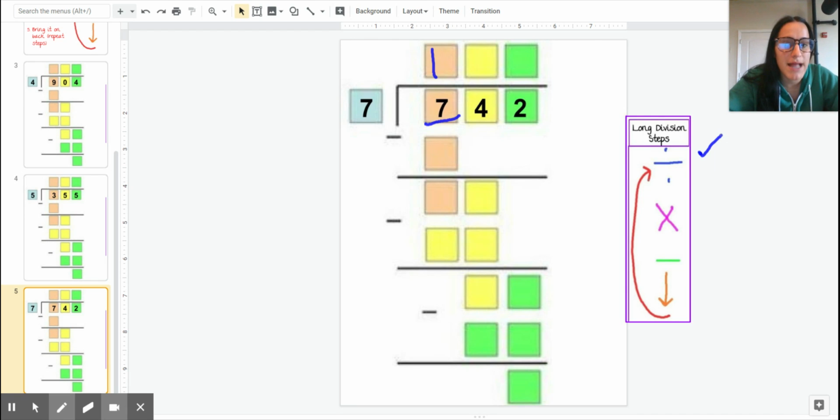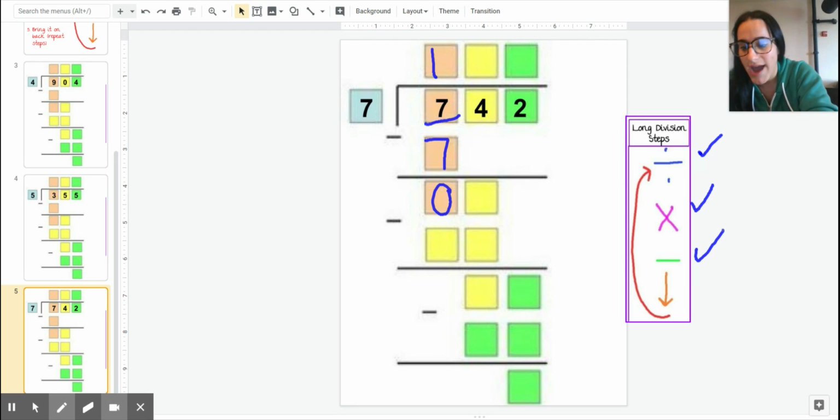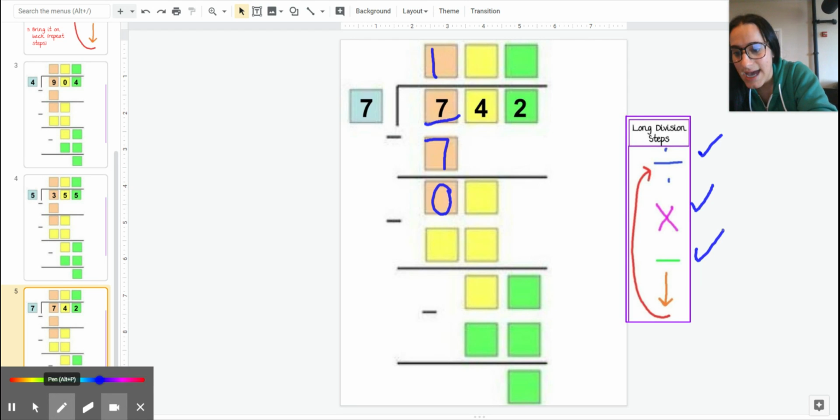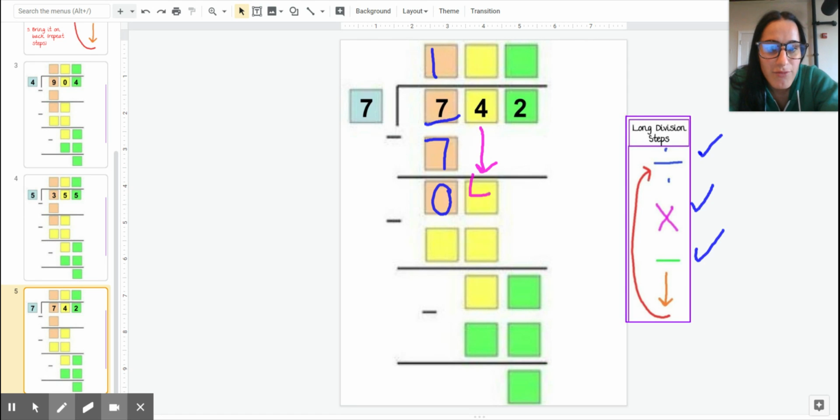Next, I'm going to multiply. 7 times 1 equals 7. Check that we've multiplied. Next, I need to subtract. 7 minus 7 is 0. I'm going to check off that we've subtracted. My next step is to bring on down the next digit in my dividend, which is a 4. So I'm going to bring it on down and write my 4.